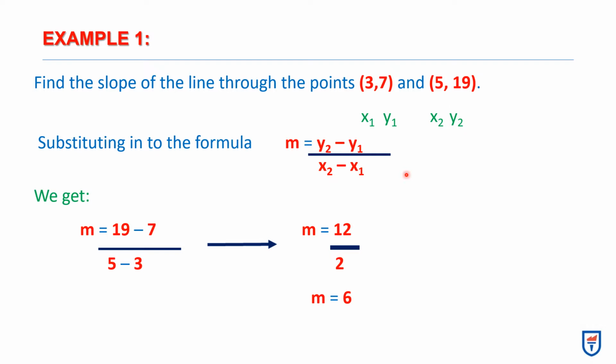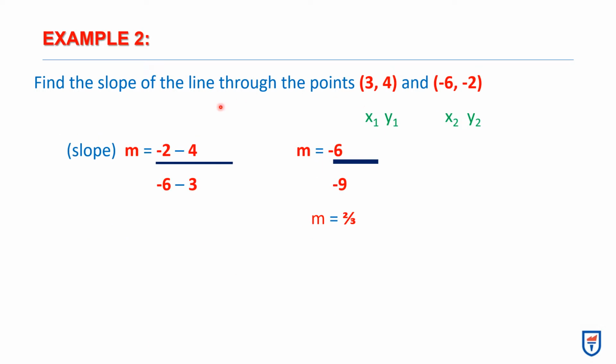So in this instance, we label it and then we substitute into the slope calculation formula, which is saying m is equal to y2 minus y1 divided by x2 minus x1. So our y2 is 19. We substitute in the formula and say 19 minus y1, which is 7, divided by x2, which is 5, minus x1, which is 3. So 19 minus 7 gives us 12, and 5 minus 3 gives us 2. So m is equal to 12 divided by 2, which gives us a final slope of 6.